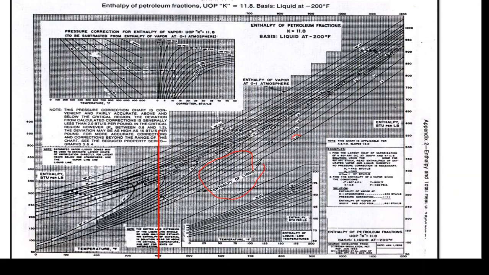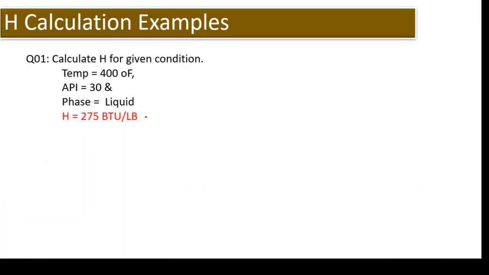The first line is 0, the second line is 10, then 20, and the fourth line is 30. So 10, 20, 30. This is 30. So at 30 you can find that it is between 250 and 375. It is about 275 BTU per pound. This is the enthalpy calculation method.